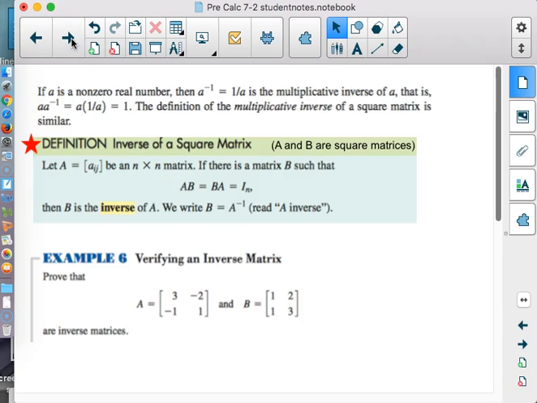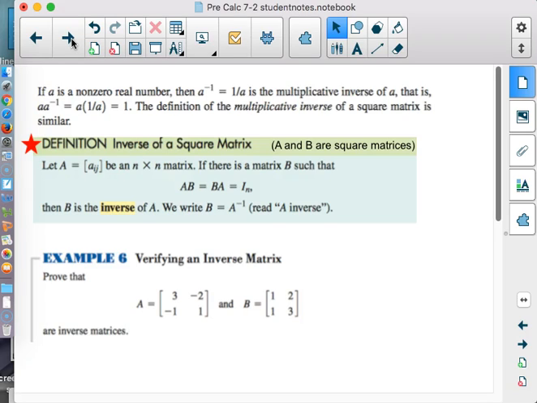So if A is a non-zero real number, the inverse of A for multiplicative inverses is 1 over A, because if you have A and you multiply it by 1 over A, you get back to 1. The definition of the multiplicative inverse of a square matrix is similar, not exactly the same. And this says for our inverse, where we have A and B as square matrices, so we move from identity into inverse, basically how do you undo it?